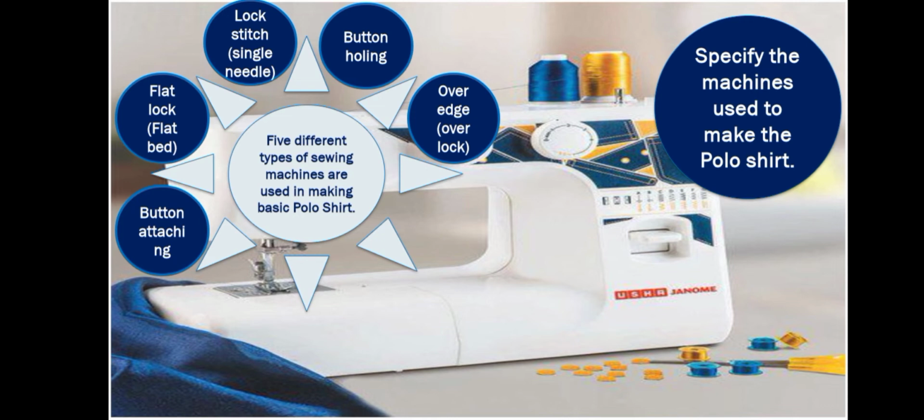Specify the machine used to make the given polo shirt. Five different types of sewing machine are used to make a basic polo shirt. Number 1, button attaching. Number 2, flatlock. Number 3, lockstitch single needle. Number 4, buttonhole. Number 5, overlock.